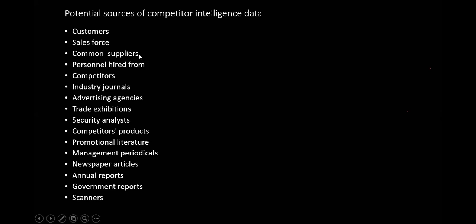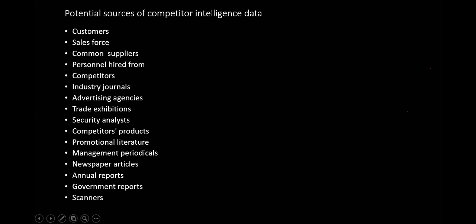Common suppliers, really providing material or whatever to the total industry. That's called common suppliers. For example, supplier A produces for all the players in the market, so he or she becomes a common supplier. Then personnel hired from competitors; you may hire consultants, professional people. They might really talk about the competitors because they might have worked for them also.